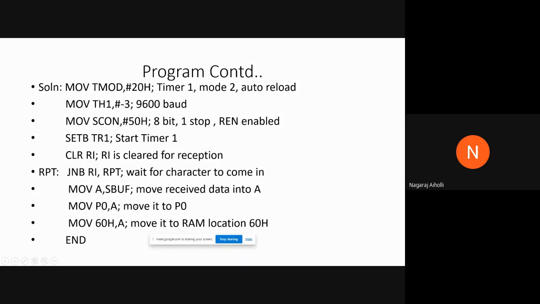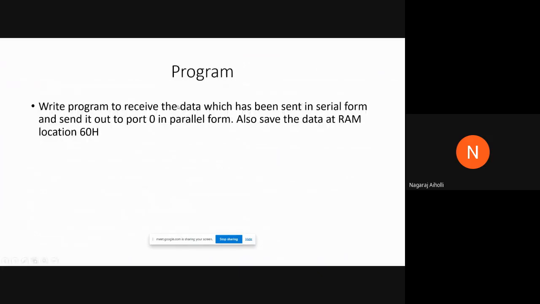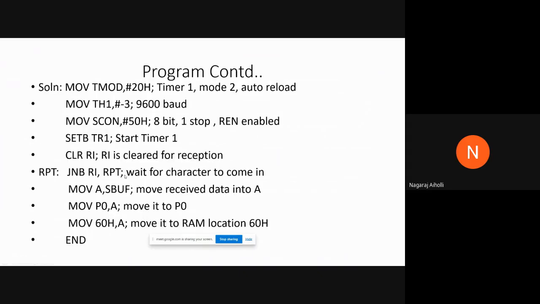So this is the program for the sent data to be received serially, and whatever data is received serially is also sent to port 0 in parallel form, and we are also storing the same data at RAM location 60H. Okay, hope this program is clear to you all students, right?